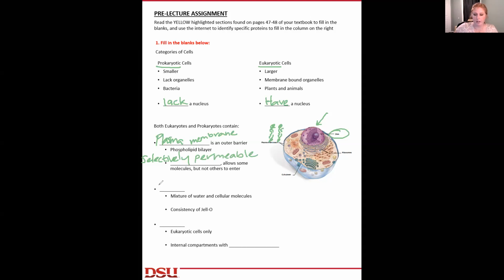Another thing that both eukaryotic and prokaryotic cells have is the cytoplasm. It has the consistency of jello. So organelles can be suspended in it, kind of like if you make jello salad with fruit in it, which by the way, no thank you. Anyway, the fruit in a jello salad would be like organelles suspended in it.